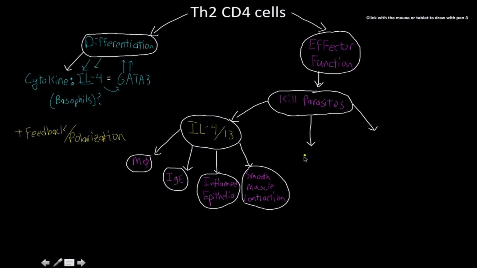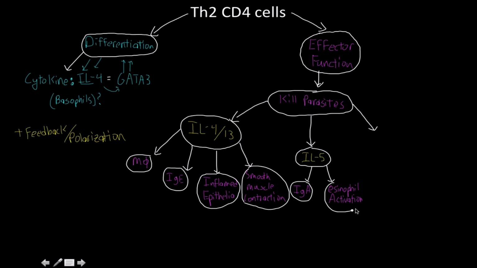But the next is interleukin 5. So interleukin 5 plays a role in IgA isotype switching, and then lastly, eosinophil activation. And then lastly, interleukins 3 and 9 play roles in activating basophils or mast cells.